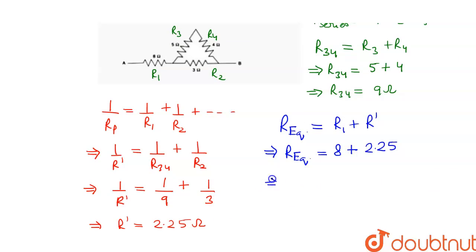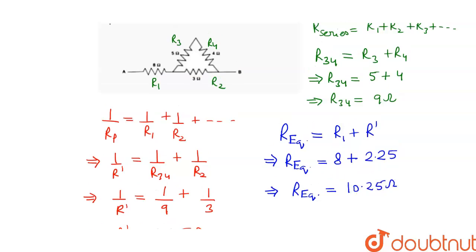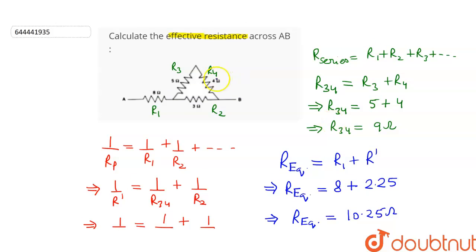So the total equivalent resistance of the given circuit Req will be equal to 10.25 ohms. So we have calculated the effective resistance across AB, which is equal to 10.25 ohms.